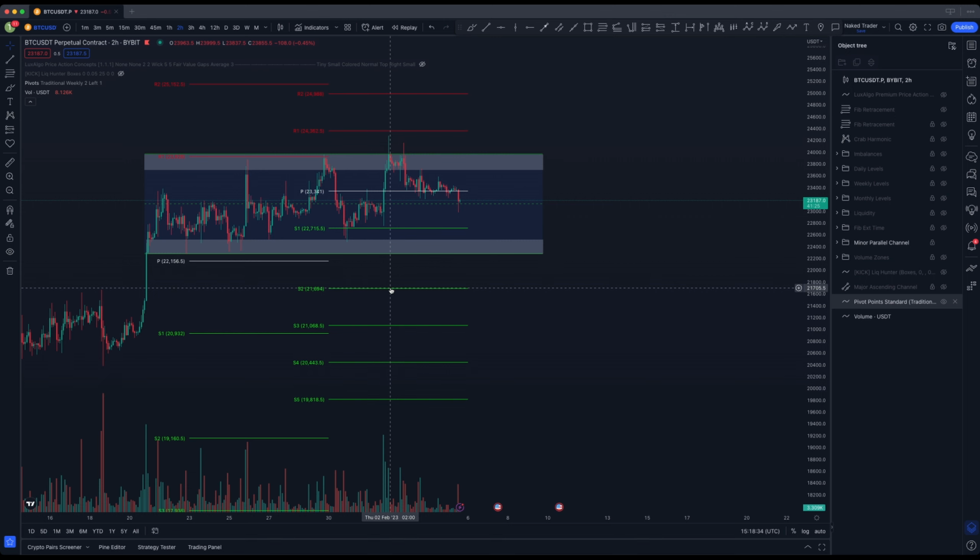If we check this out to the previous pivot, that would be here. So you're looking at 22,156. Again, a nice area for a move back to the upside and a retracement, or a reversal rather.